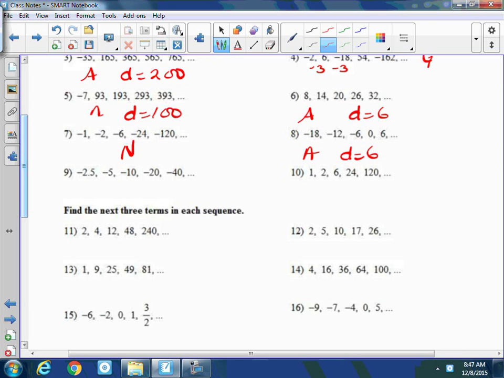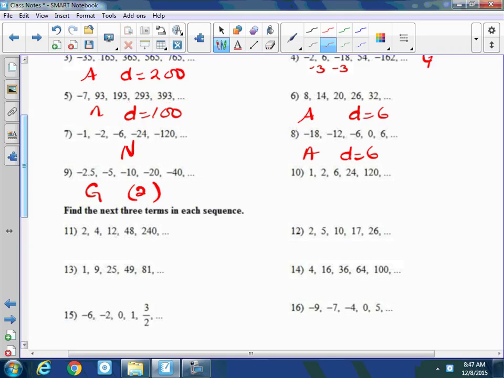This one is really easy as well. Number 9. It's geometric. Thank you very much. Times what? Times 2. That's what you're doing. You're multiplying by 2. Very good. -2.5 times 2 is -5. -5 times 2 is -10. -10 times 2 is -20.